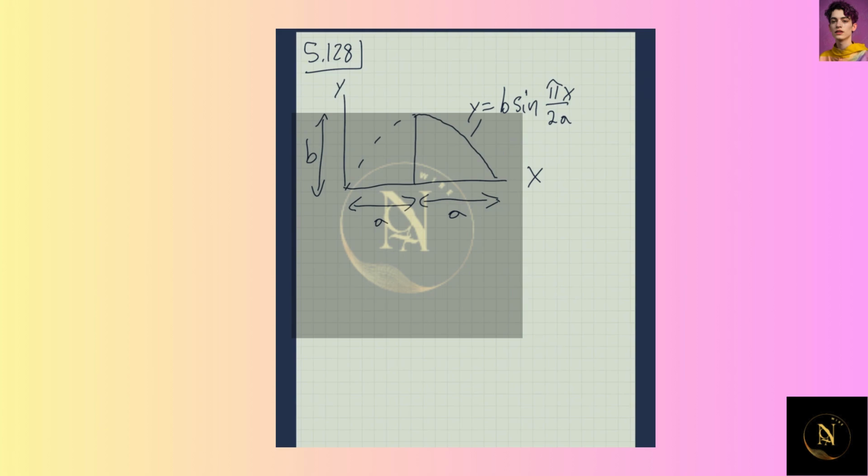Problem 128 asks to find the centroid of the volume of a sine curve rotated about the x-axis, described by the equation shown where y equals b sine pi x over 2a. Through symmetry, we can already see that the centroid in the y and z direction are both equal to 0. So now we're left with finding the centroid in the x direction.